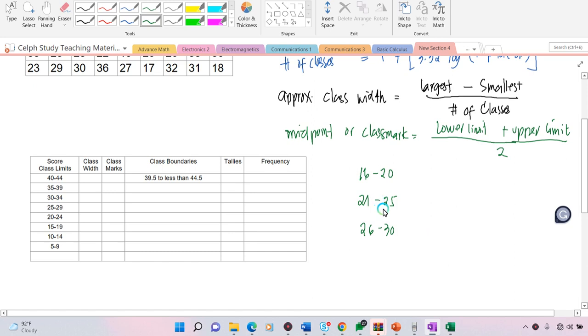The class mark here, when we say class mark, you add the two limits: 21 plus 25 divided by 2. That is equal to 23. That is your class mark.